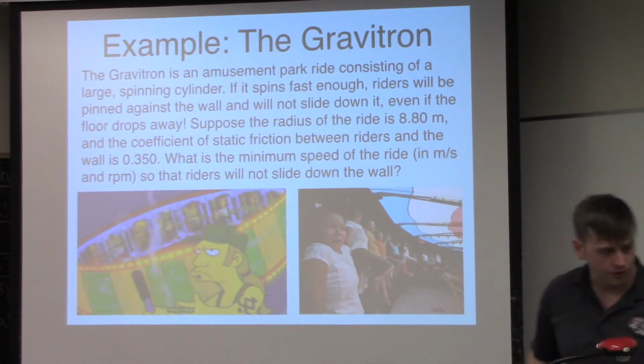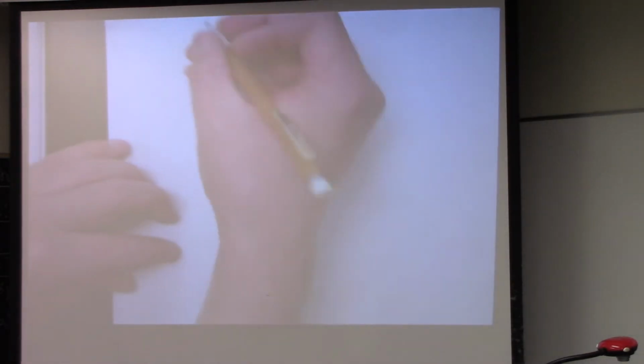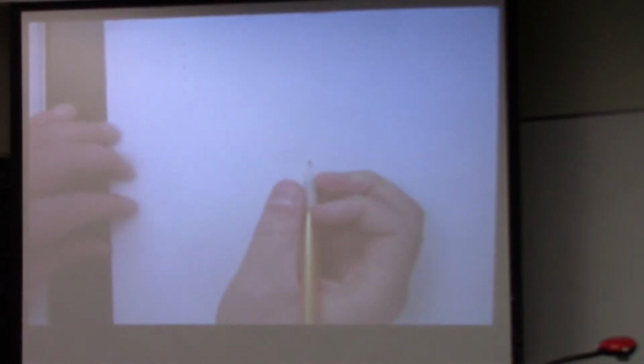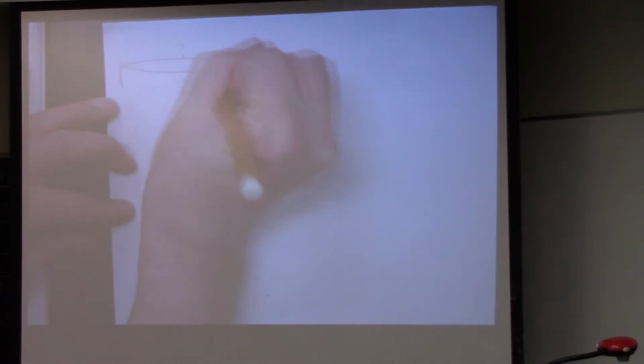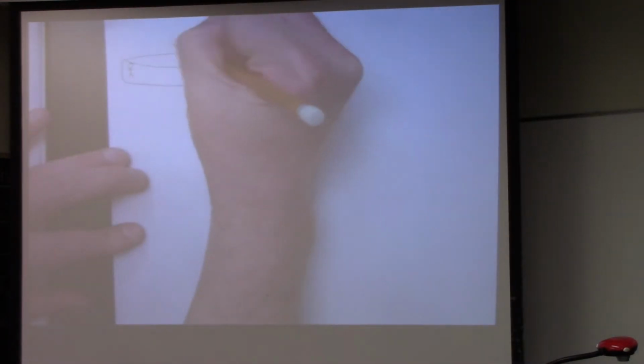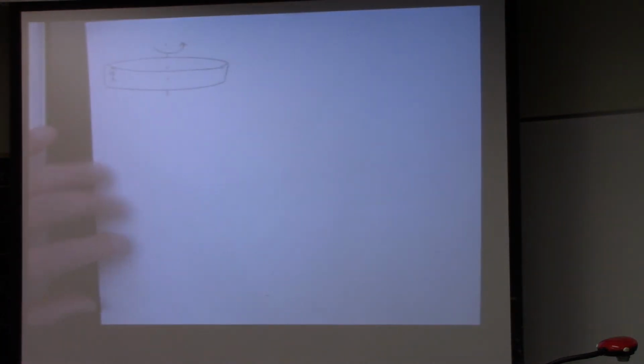For this, we're going to go to the document cam. I don't have a camera operator with me today, so I'm going to work everything out on paper right here. We'll start with a basic drawing of what's going on. We have some kind of cylinder, looks like this. And here's our rider, the person on the ride. And this thing is rotating, of course, so let's indicate that.